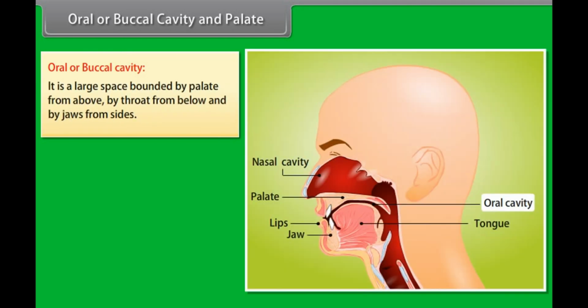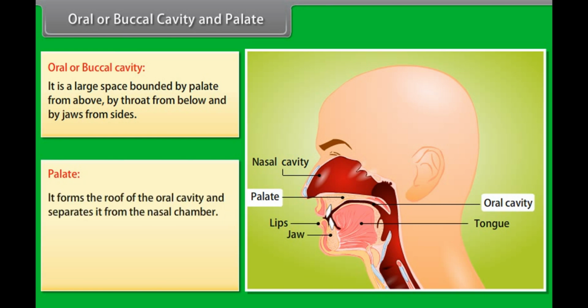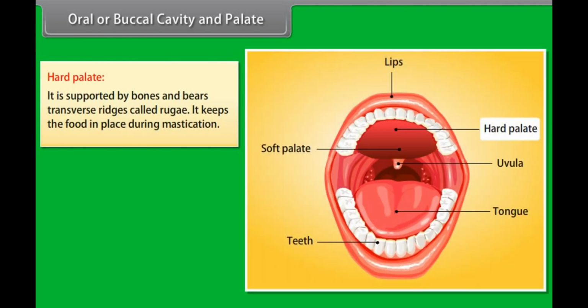Oral or buccal cavity and palate. The oral or buccal cavity is a large space bounded by the palate from above, by the throat from below, and by the jaws from the sides. Palate. It forms the roof of the oral cavity and separates it from the nasal chamber. It is divided into two parts, the hard palate and the soft palate. Hard palate. It is supported by bones and bears transverse ridges called rugae. It keeps the food in place during mastication.